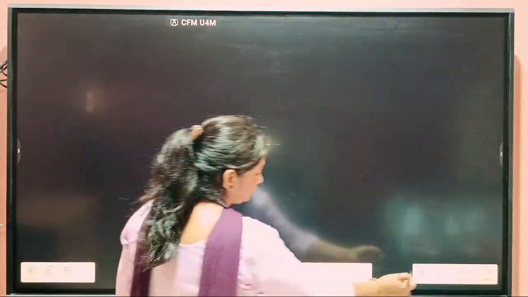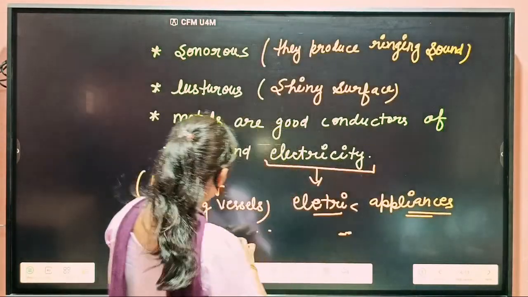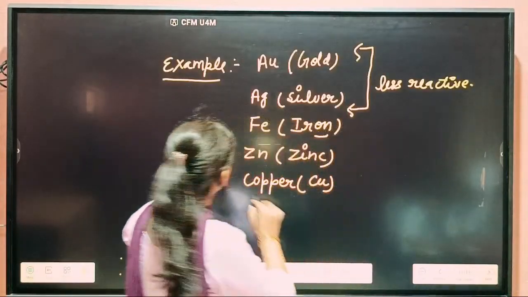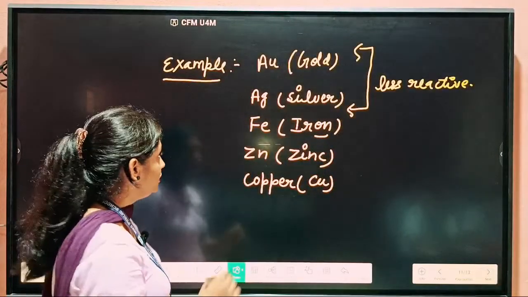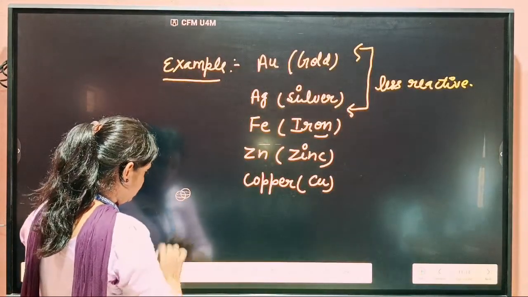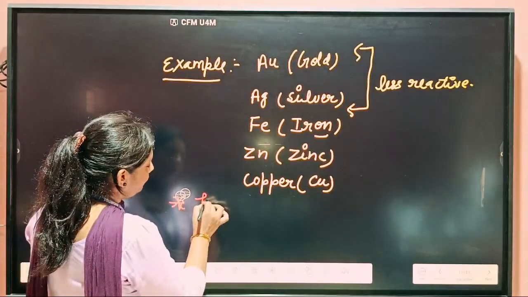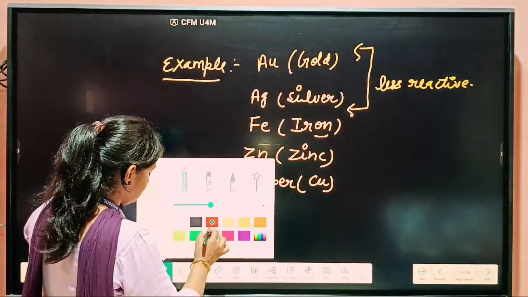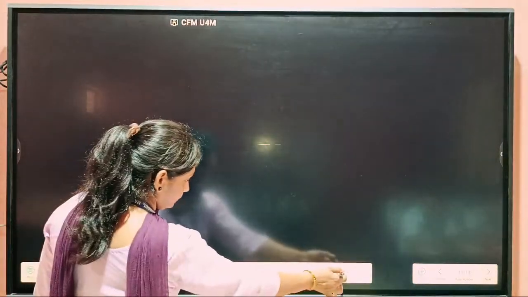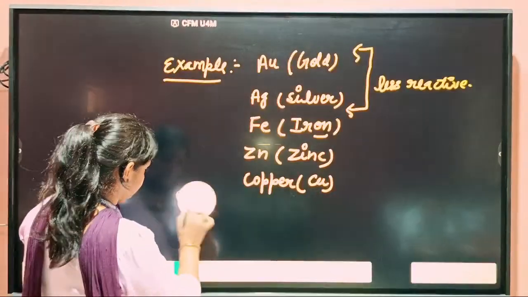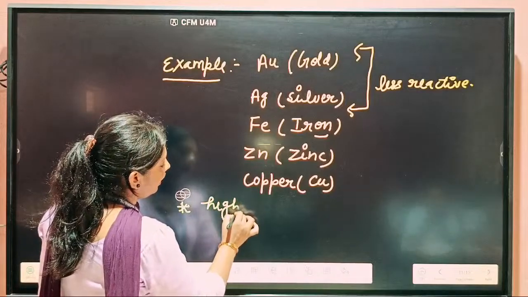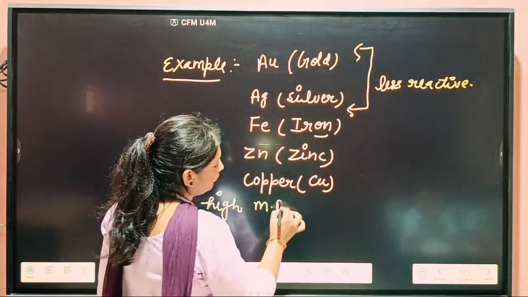Now, some examples of metals are these. Metals have high melting point and boiling point.